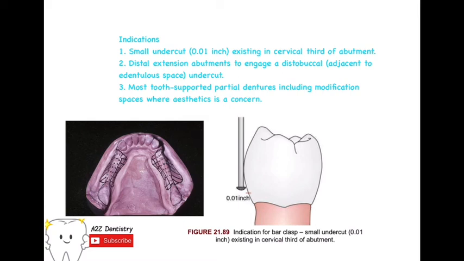Now the third advantage and indication is that it suits most tooth-supported partial dentures, including modification spaces where aesthetics is a concern. Basically, the circumferential clasp hampers aesthetics, as discussed earlier also. So whenever there is a tooth-supported RPD, that is in class 3, where aesthetics is a concern, we can easily go with this Roach type of clasp, right?